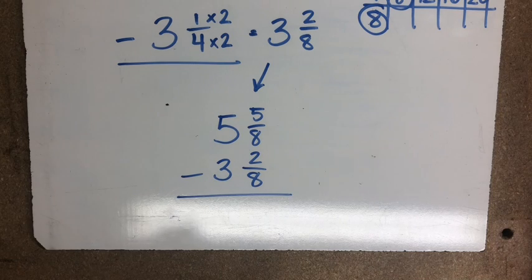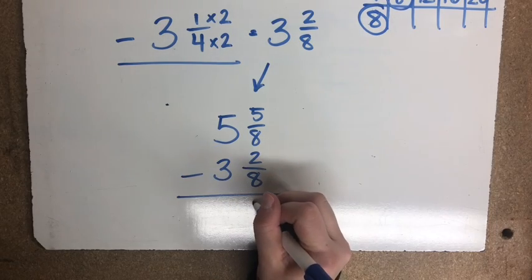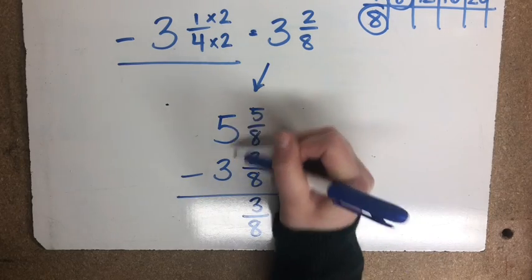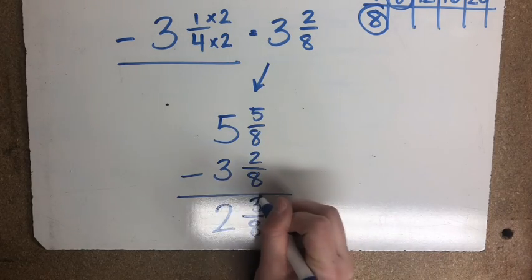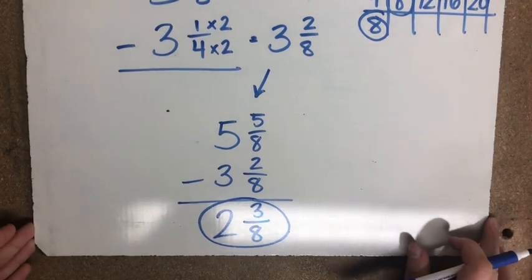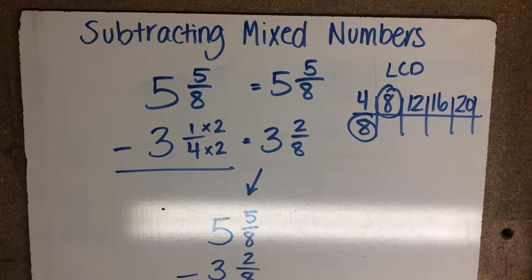So what do we get as an answer? 5 minus 2 is 3/8. 5 minus 3 is 2. All right. So this was subtracting mixed numbers.